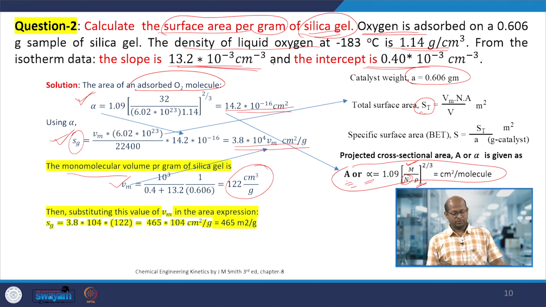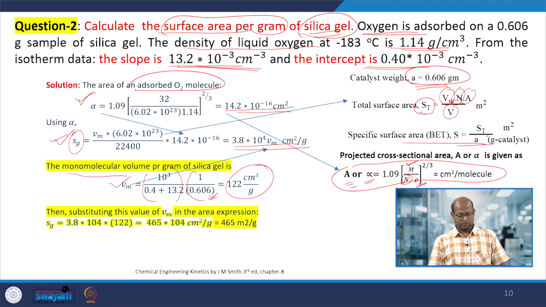So using slope and intercepts from the BET equations, you can find out Vm per gram. So this is the weight that was used actually. Okay, so this way you can find out Vm, and Vm you can substitute here. V is known, N is known, A is known. So then total surface area or specific surface area you can find out, so that would be 465 meter square per gram.